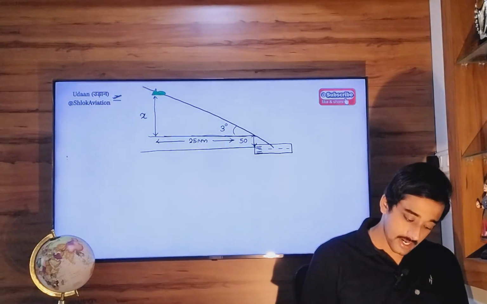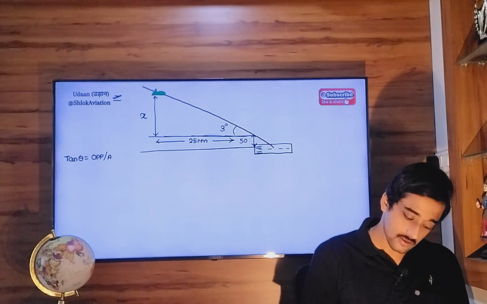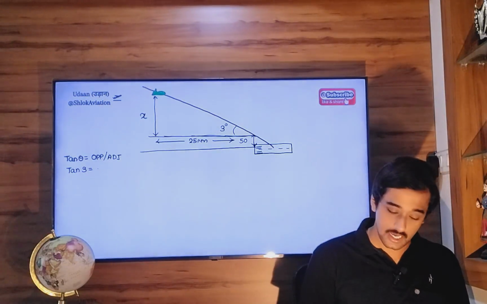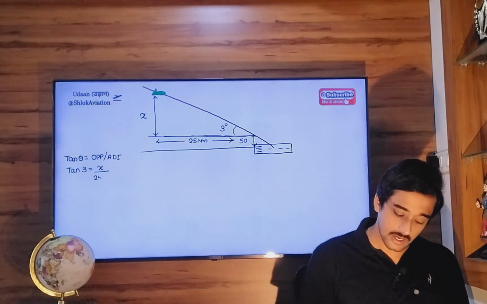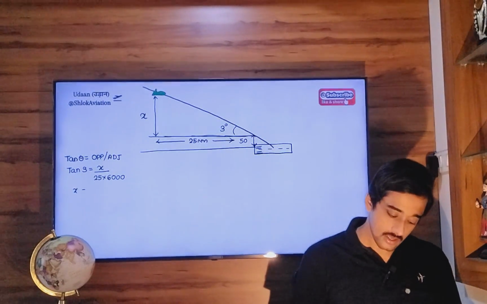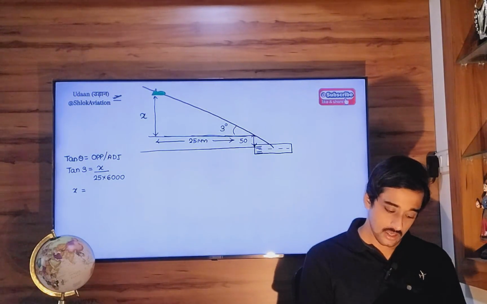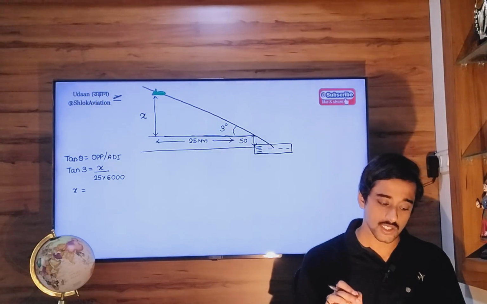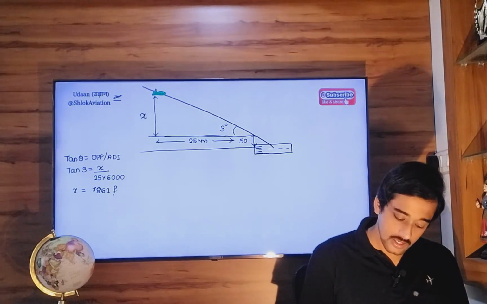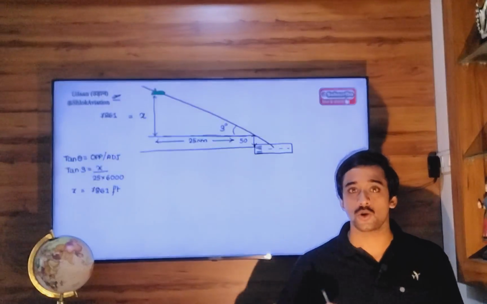So what is the formula? Tan theta equals opposite upon adjacent. So tan 3 degrees, opposite is x, adjacent side is 25 nautical miles. Convert that into feet because aircraft height is in terms of feet. So x will be tan 3 into 6000 into 25, that is 7861 feet. So that means the aircraft is 7861 feet above the threshold of the runway.